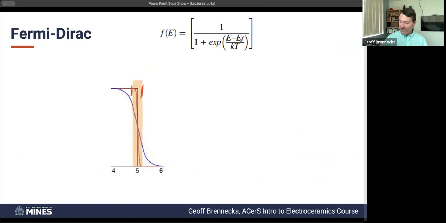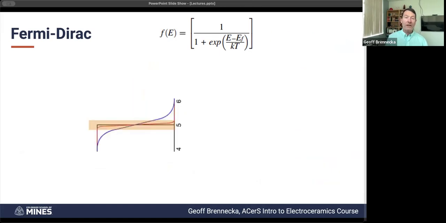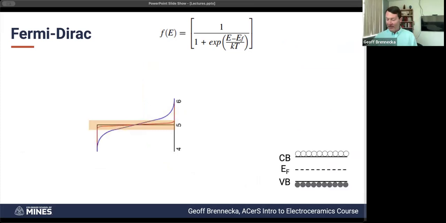You've probably seen this kind of plot turned on its side, and you've seen it represented as a valence band and a conduction band with the Fermi level in between.